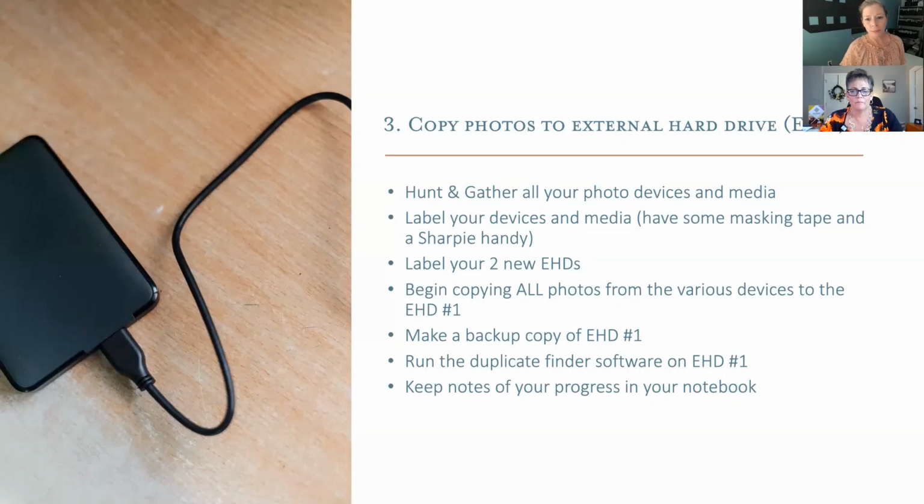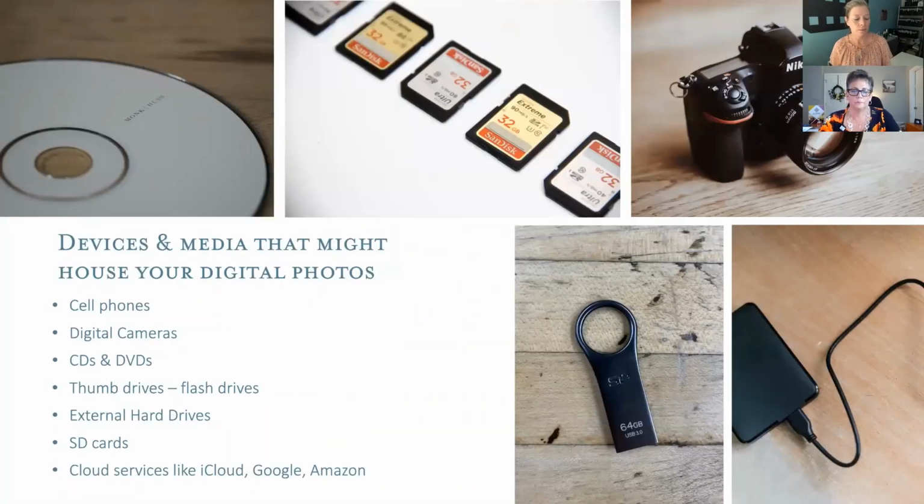So the third step in all of this is getting everything consolidated. Again, we're not worrying about the duplicates just yet. We're hunting and gathering all of your photo devices and the media. I'm going to just skip here to this next image. These are all the different possible media that you may come across, and I'm not limited to this either. I'm sure there's others. The different cell phones in your household, the digital cameras in your household, CDs, DVDs.